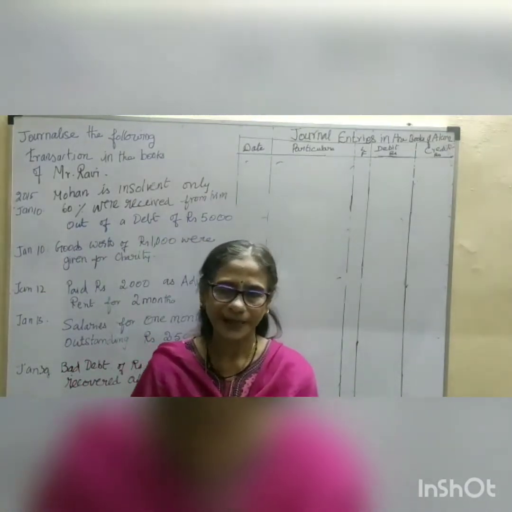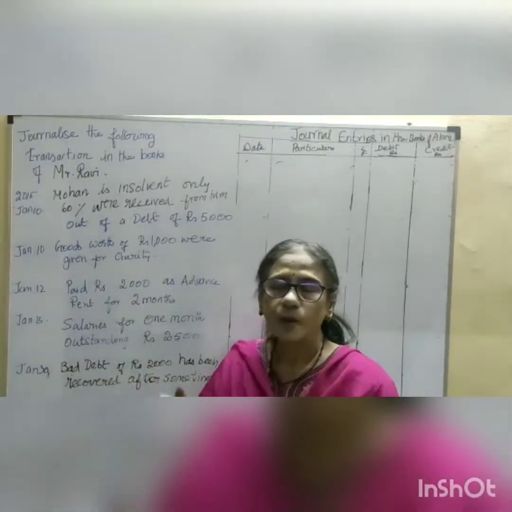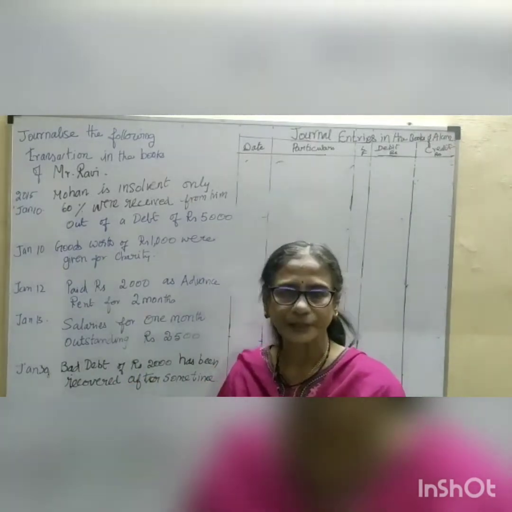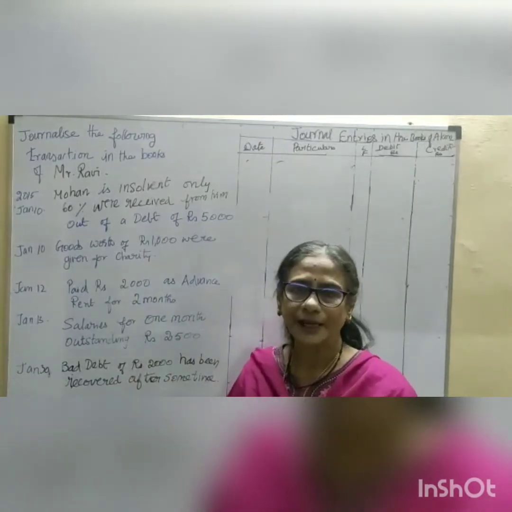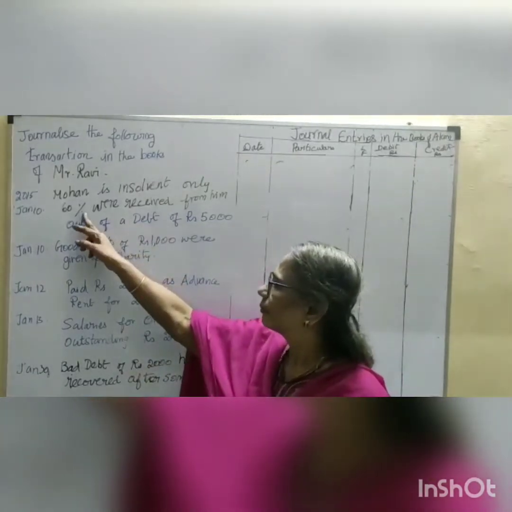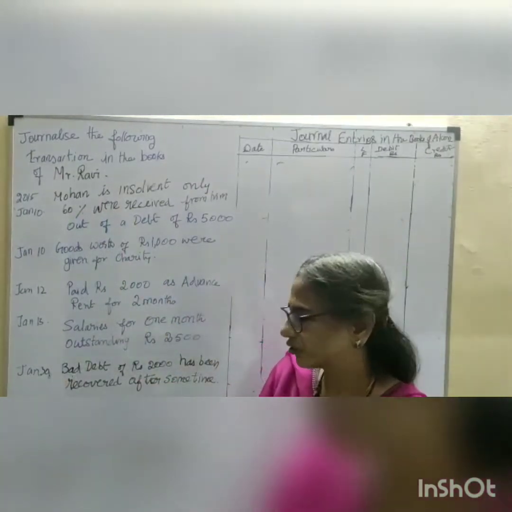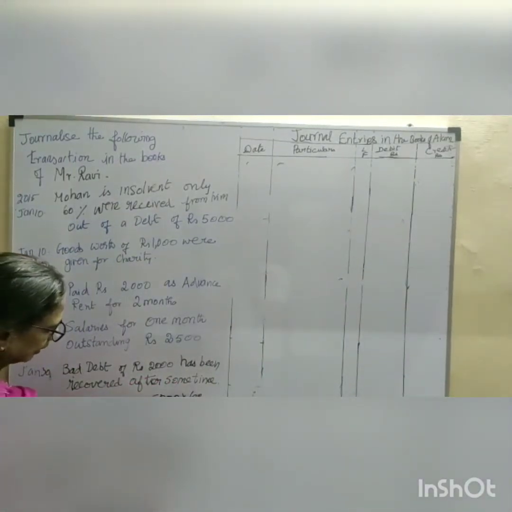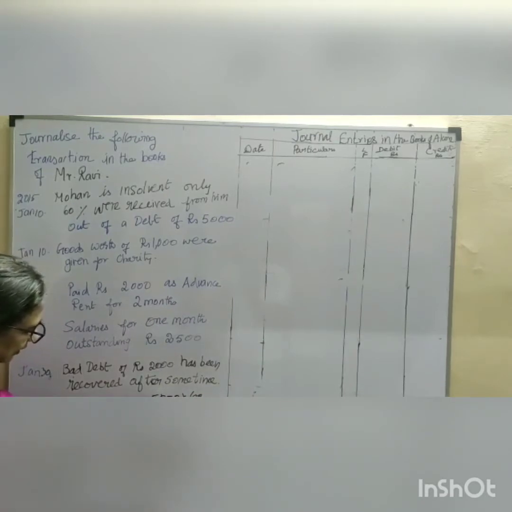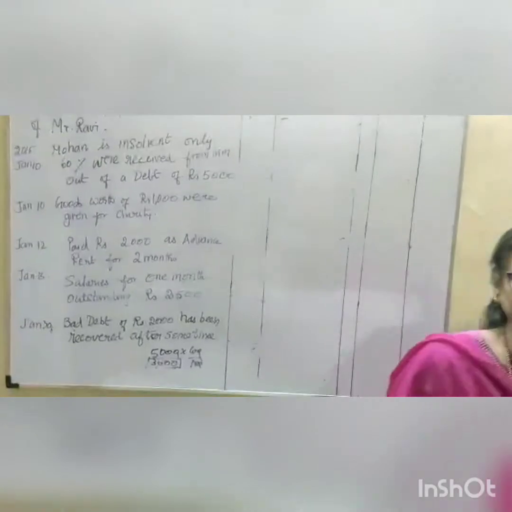That means Mohan may be a customer who has purchased goods on credit basis worth 5,000. Now at present he is not in a position to pay the full money. He declared himself as an insolvent, that means not able to pay back his money. So he is able to pay only 60% of the 5,000. What is the 60% of 5,000? 5,000 into 60 by 100. The zeros get cancelled. 3,000. Only he can pay 3,000 of what is due.